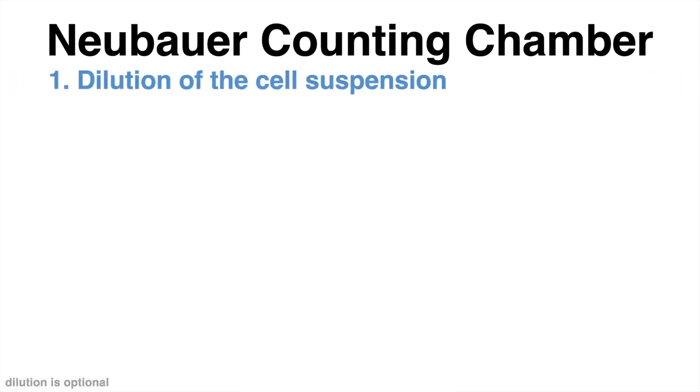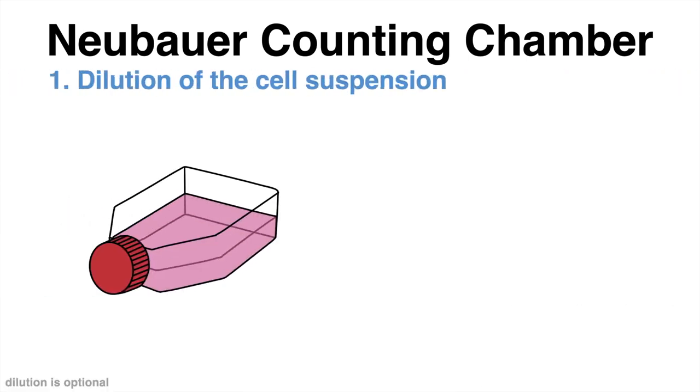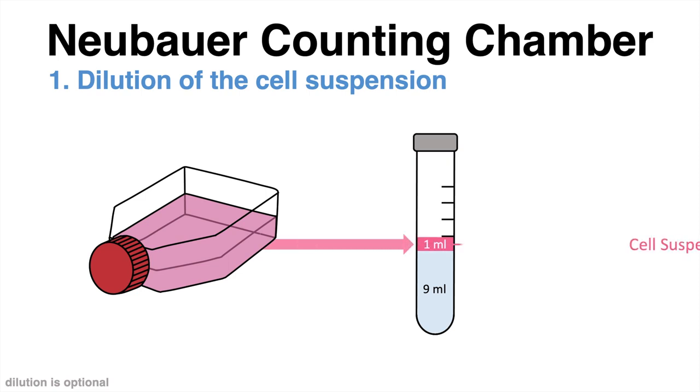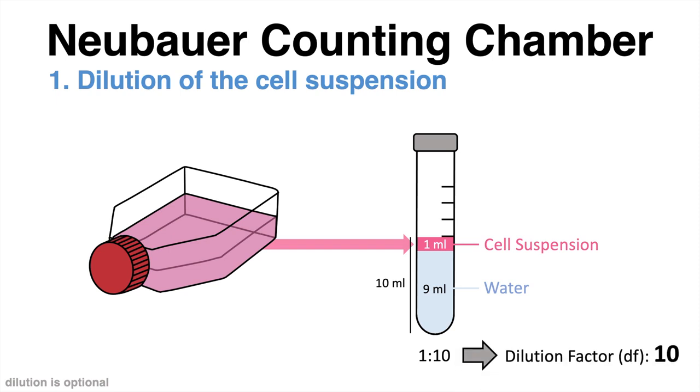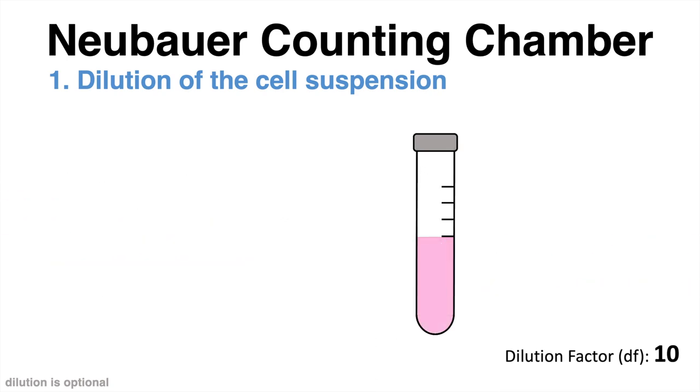To determine how many cells per milliliter grow inside the cell culture flask, the cells are first detached from the cell culture flask. The next step is to dilute the cells. This is optional, but may help especially when working with a high number of cells. 1 milliliter of the cell suspension is, for example, diluted in 9 milliliter of water or medium, making a total volume of 10 ml. This 1:10 dilution can also be described as a dilution factor of 10, which will be required later in the calculation step.